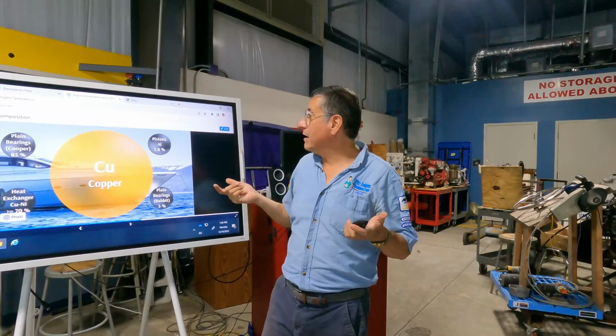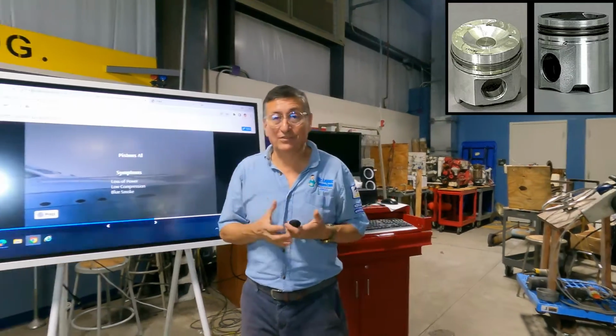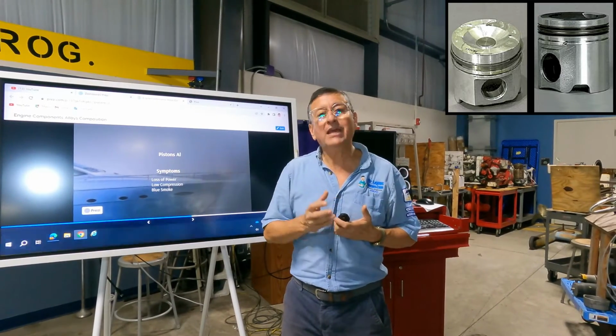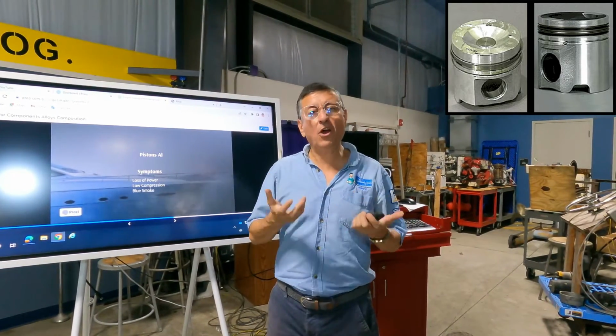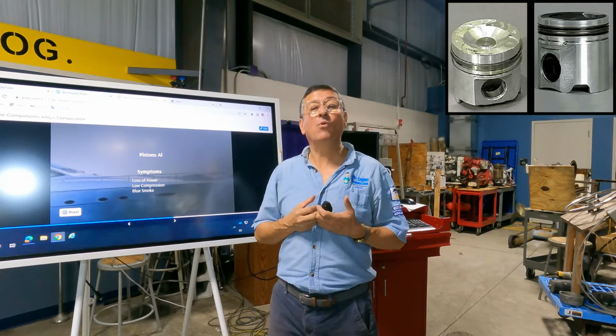Okay, and another element with high content is the pistons. The aluminum pistons have 1.5% of copper. That's incredible, no? All right. What is the symptom when you have wear on the pistons?